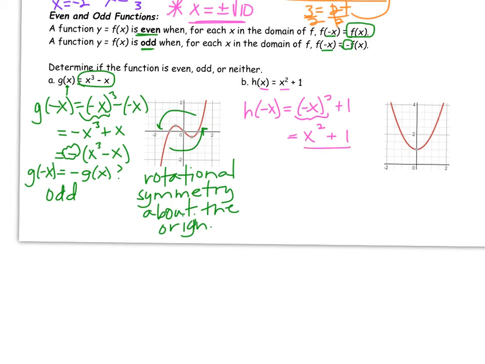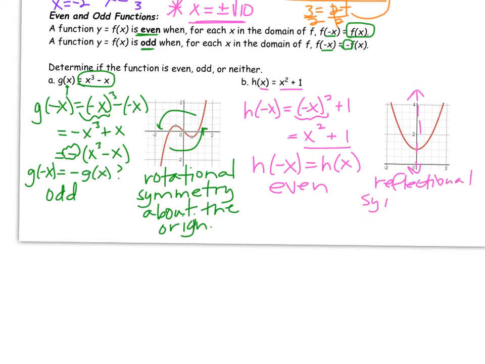Notice it's the same as the original function. So here, h of negative x is the same thing as the original function. This means it's an even type of function. On the graph, what this will do is it reflects over the y-axis. So it has reflection symmetry, or reflectional symmetry, I guess we could call it that, over the y-axis.